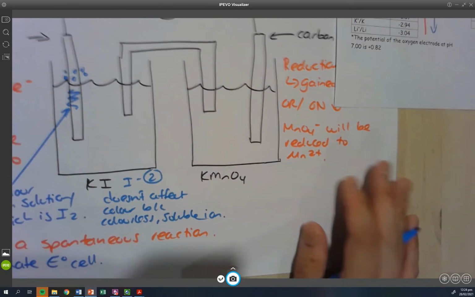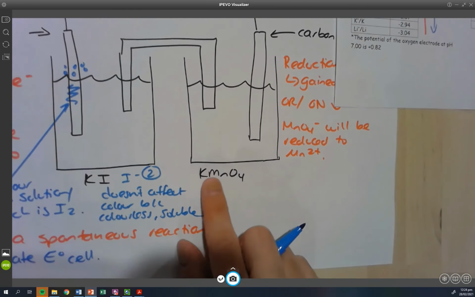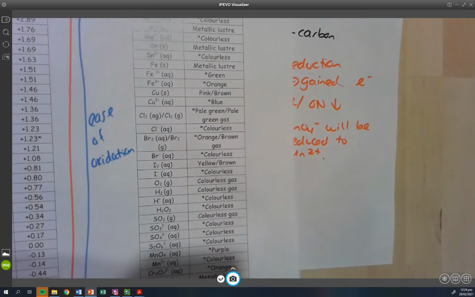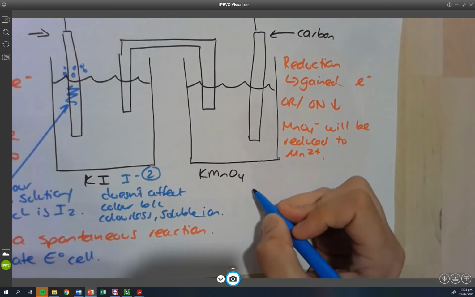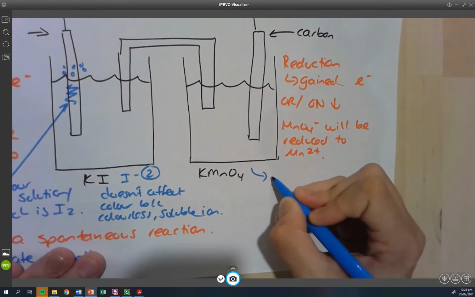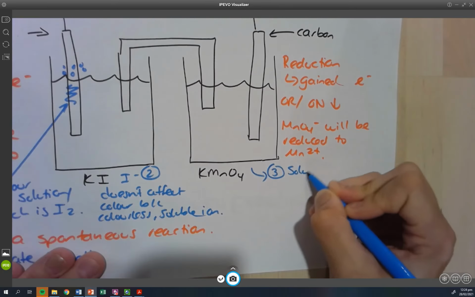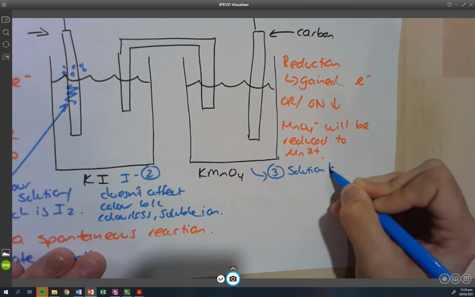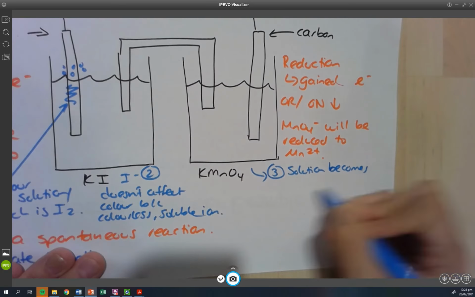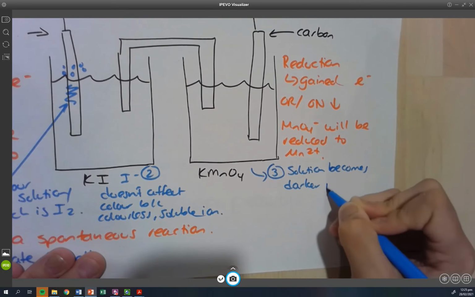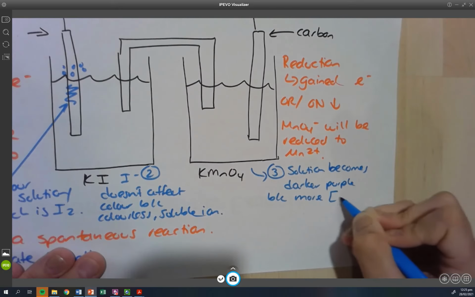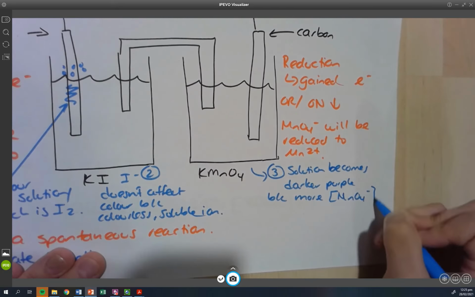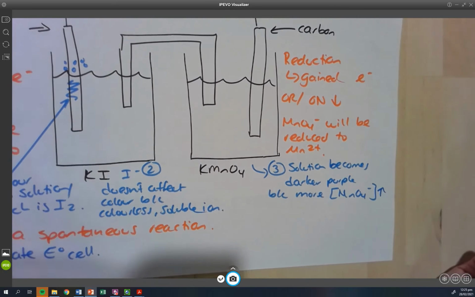My next observation then would be the permanganate. So what I would notice in this case, if I'm looking at the pairing, I know permanganate is purple, and then it's going to colorless. So basically, observation-wise, with this solution, I would state that the solution becomes darker purple because more MnO4, or there's an increase in that MnO4 concentration.